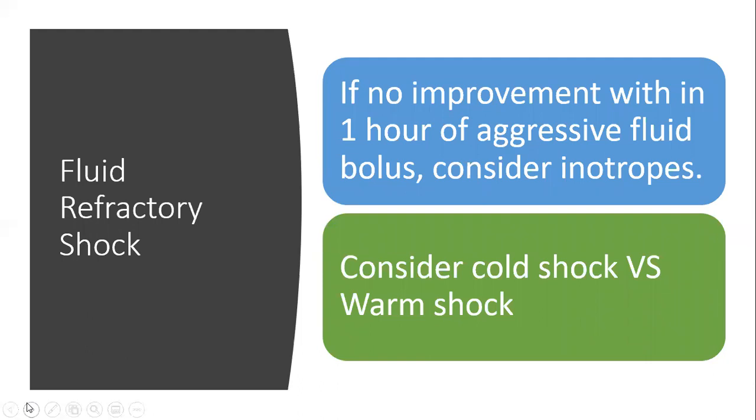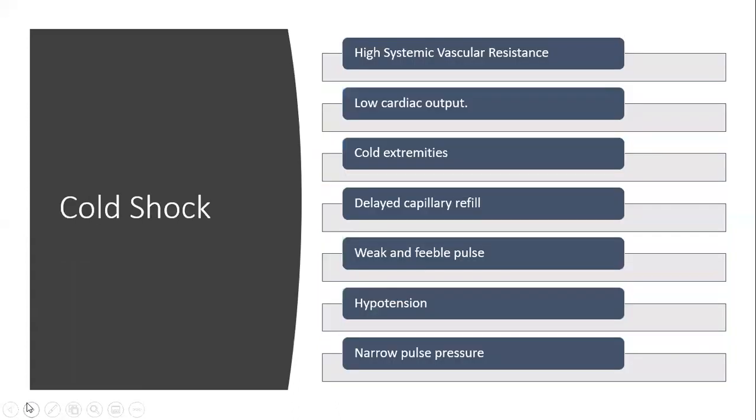Fluid refractory shock. These kids are not improving with your fluids. If no improvements within an hour of aggressive fluid, so you're looking at that 60 mLs per kilo boluses, you need to consider inotropes. If you walk in and your kid is already past that, go ahead and start your inotropes earlier, but just rule of thumb, you want to give that 60 mLs in the first hour. And you need to consider your cold shock versus your warm shock, because that is going to affect what drug you're going to be giving.